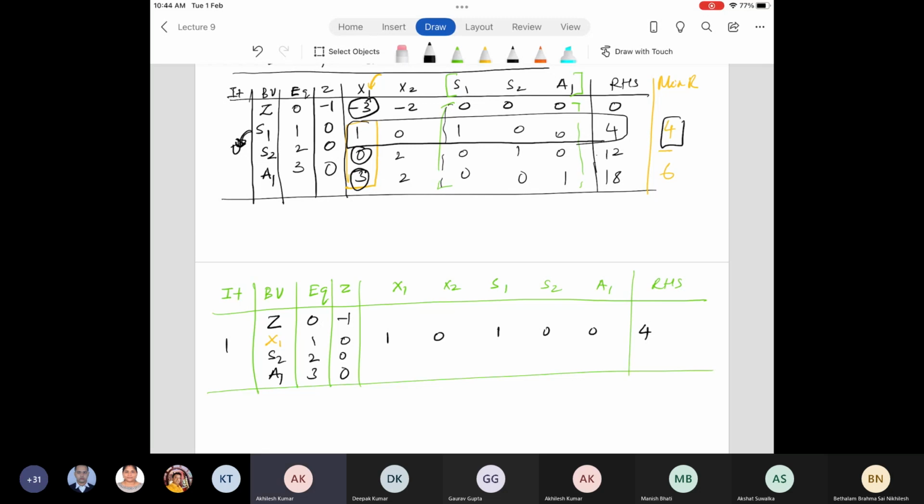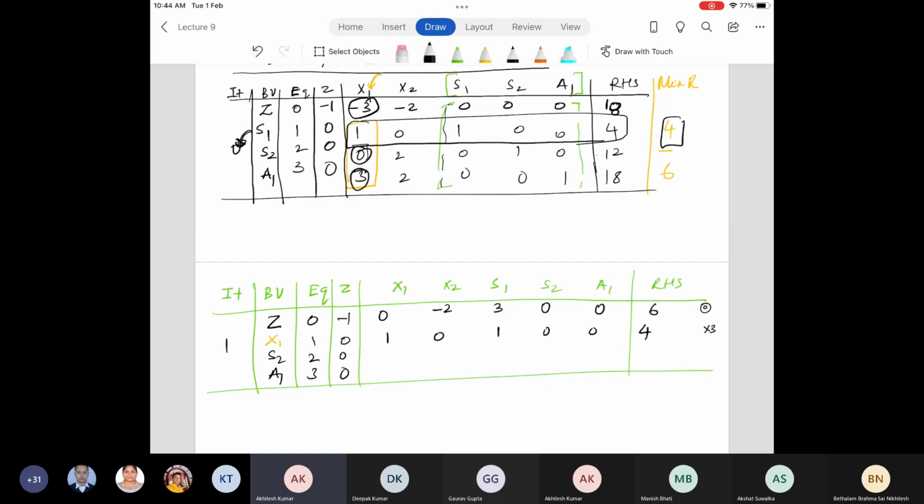So if I multiply this equation with 3 and add it to the 0th equation, I will get rid of minus 3. So 0, minus 2, 1 into 3 plus 0. 1 into 3 is 3. S2 was 0, it remains 0, A1 remains 0, RHS is 4 into 3 is 12. I made a mistake, it should be minus 18 actually. Minus 18 plus 12 is minus 6.